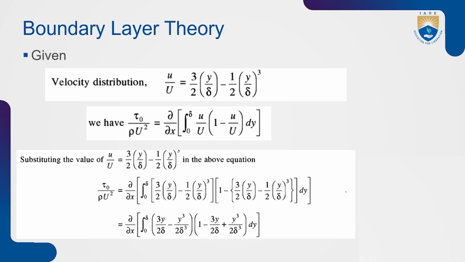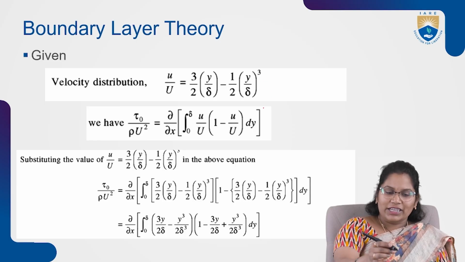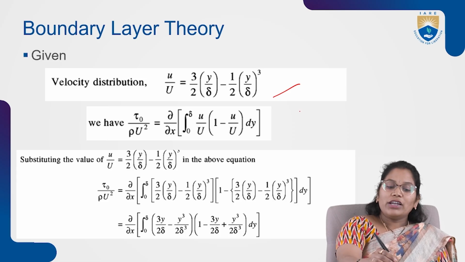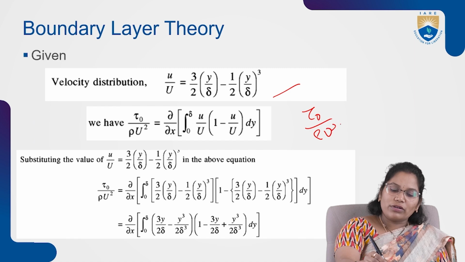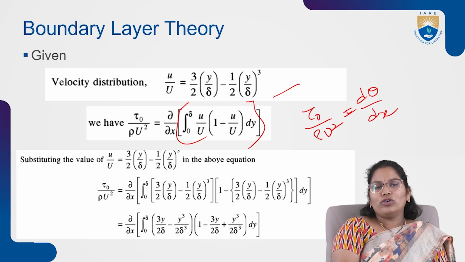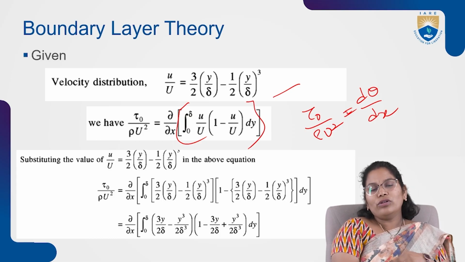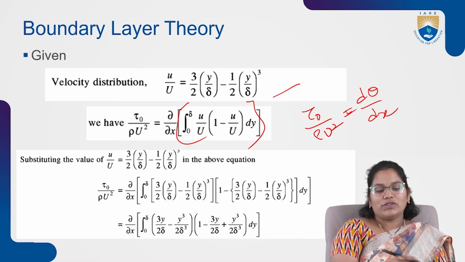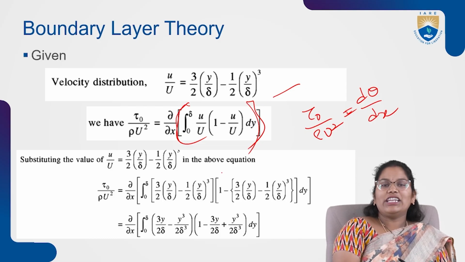Yes, what is the given equation? It is given: U by capital U is equal to 3 by 2 into y by delta minus y cube by 2 delta cube. This is the given equation. And already we know the von Karman momentum equation: tau naught by rho U square is equal to d theta by dx. What is theta here? Theta is the integration from 0 to delta of small u by capital U into 1 minus u by capital U into dy. This is the momentum thickness equation.